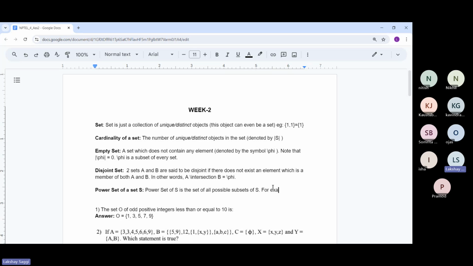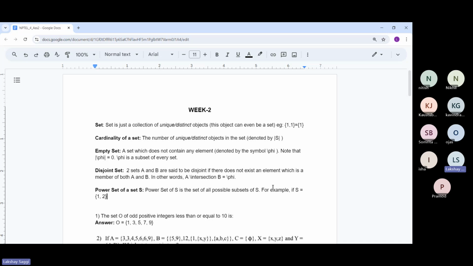So for example, if S has the elements 1 and 2, then the power set of S will be a set. And what will the elements of the set be? What are all the possible subsets of S? There are subsets in which 1 is present, 2 is present, and so on. One subset will be where both 1 and 2 are present. So this is the set S itself, right? That 1 and 2 both were present.